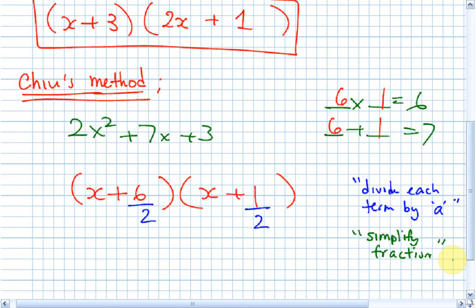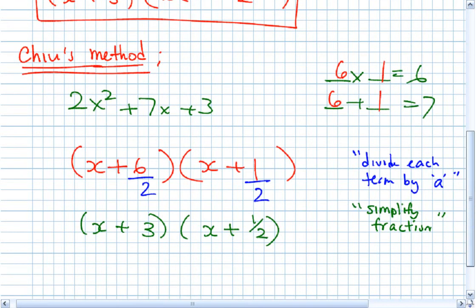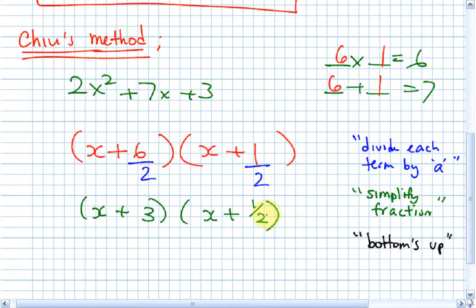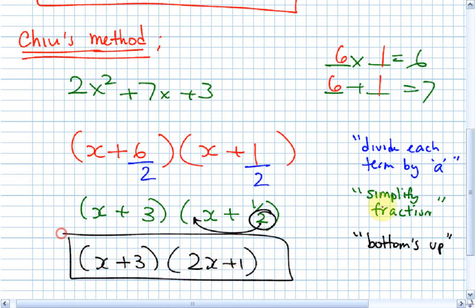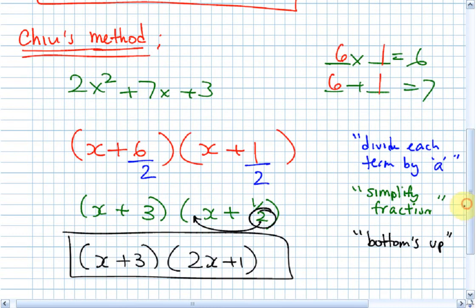Help me out, somebody. First one, 6 divided by 2. Can we simplify the other one there? I don't want decimals, so let's just keep it as a fraction. Some of you call this bottoms up, because now with your remaining fractions, you can take the denominator and stick it up there right next to the x. So in this case, your final answer is x plus 3, 2x plus 1. That's choose method. Look, the answers are the same.